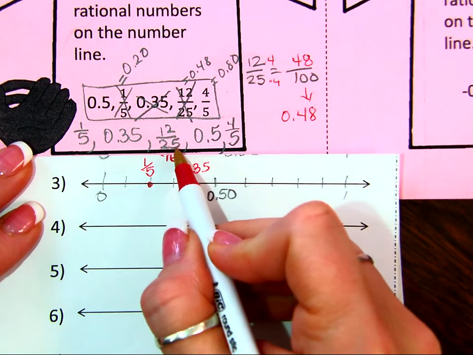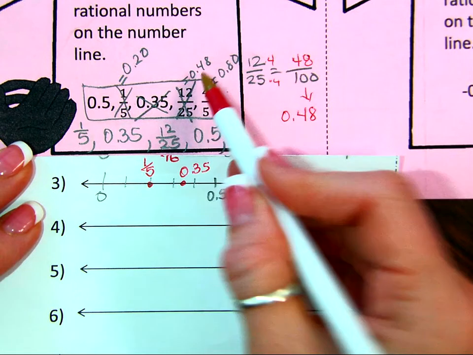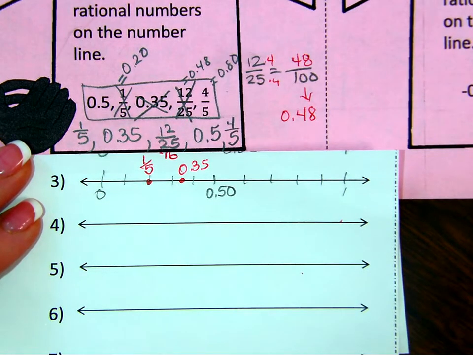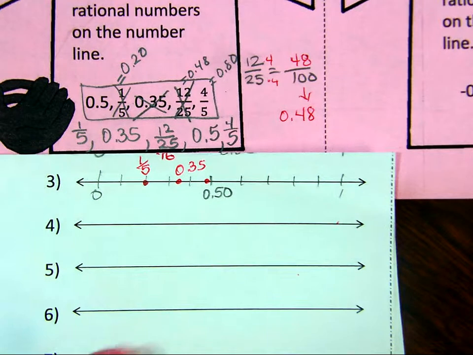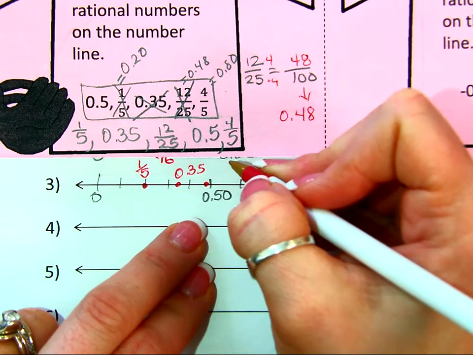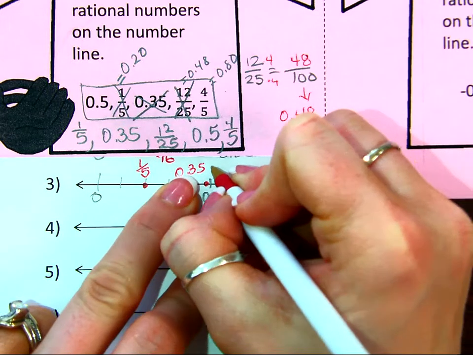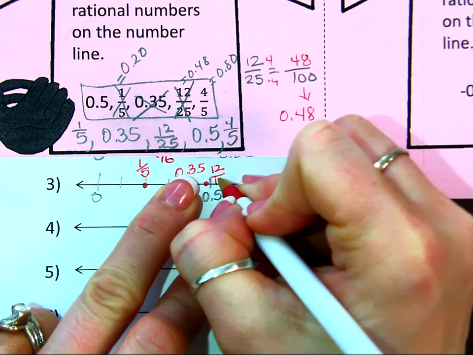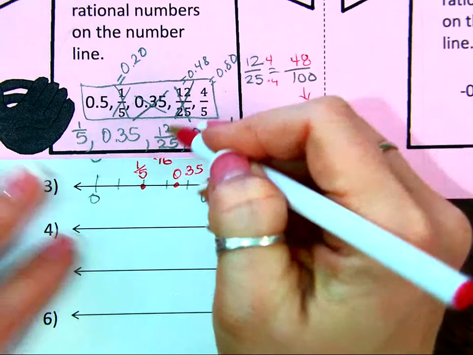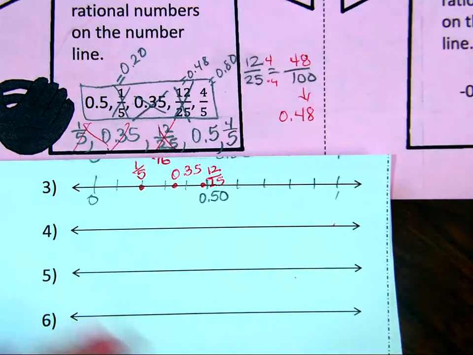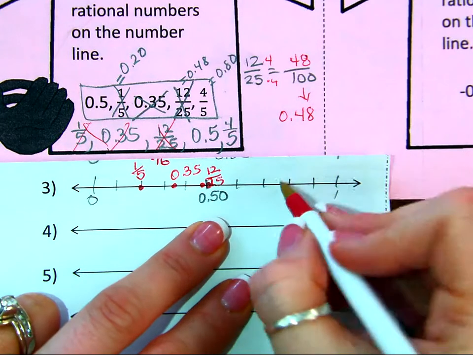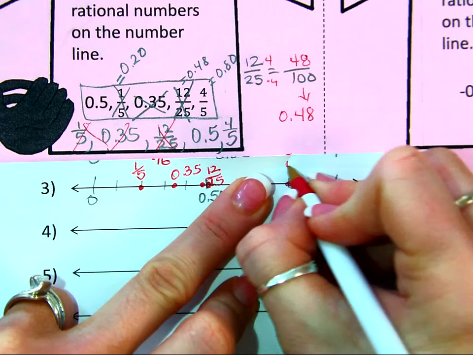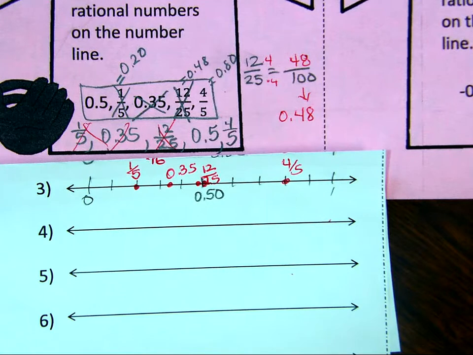12/25 is equivalent to what? 48 cents. So we're going to go just in front of 50 cents. And we're going to write what? 12/25. Okay. And then 50 cents, right on it. And then 4/5 is 80. Okay? All right, are we good with these so far?